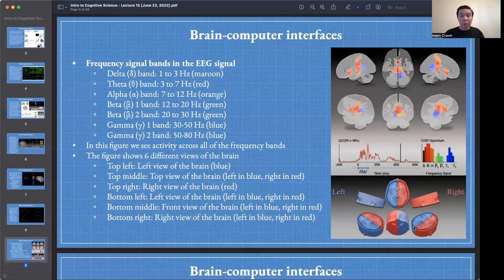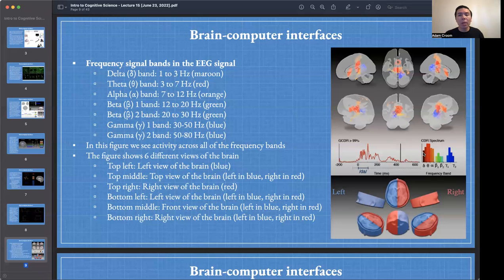And then here, this bottom middle is if we turn around, right? That's why this is sort of flipped. This is a front view of the brain. So in a front view, the left is on the right and the right is on the left, okay? If someone is facing towards you, our left sides are opposite to each other. So this is just how we can visualize activation in the brain.